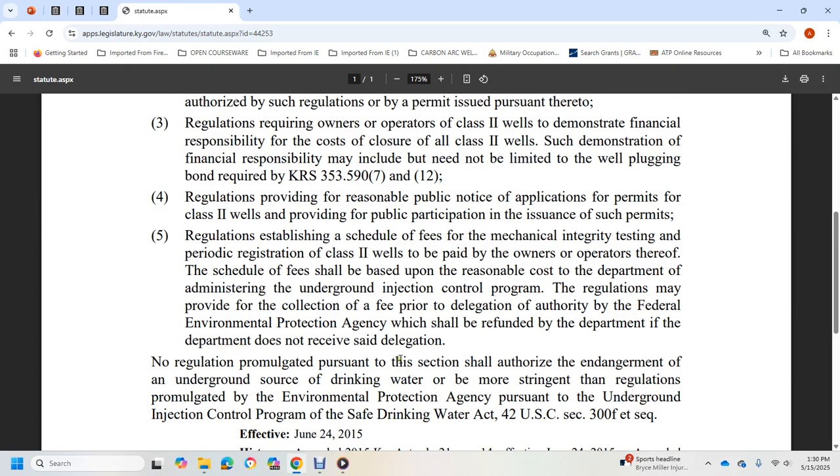No regulation promulgated pursuant to this section shall authorize endangerment of underground sources of drinking water or be less stringent than the regulations promulgated by the Environmental Protection Agency pursuant to the Underground Injection Control Program of the Safe Drinking Water Act, Title 42, U.S. Code 300f, et seq.